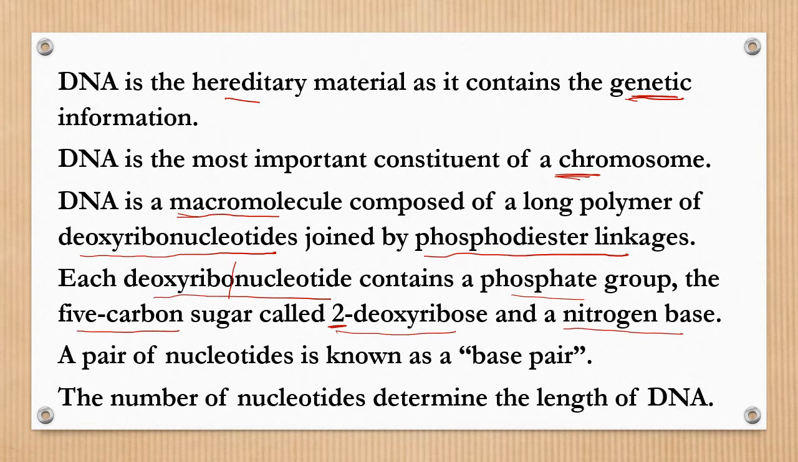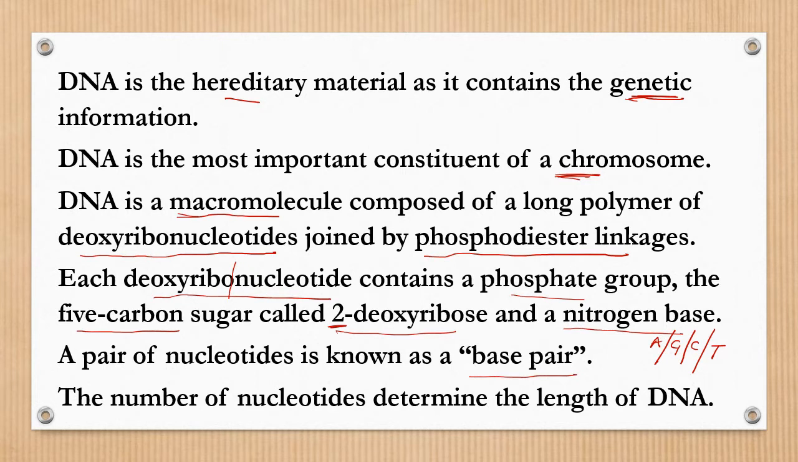So each deoxyribonucleotide contains a phosphate group, a sugar molecule called deoxyribose, and a nitrogen base. That nitrogen base may be adenine, guanine, cytosine or thymine. Any one of these nitrogen bases is present in a nucleotide. A pair of nucleotides is known as a base pair.